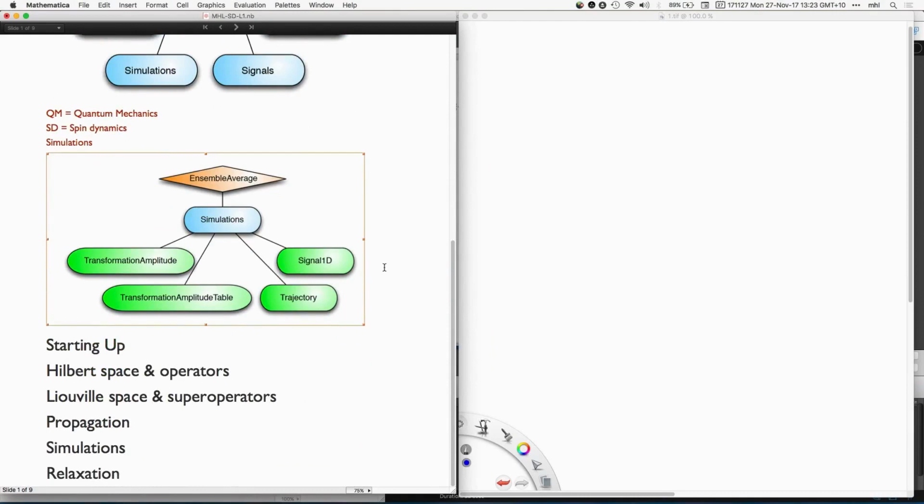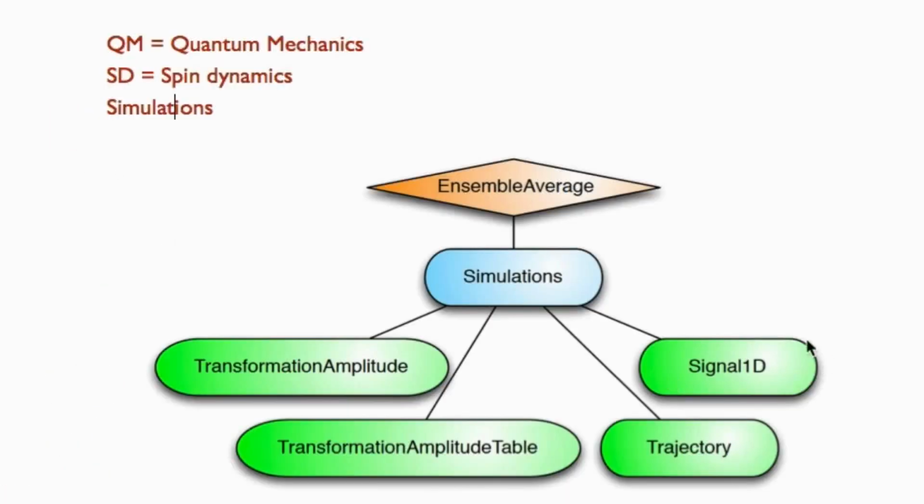And then there are packages for doing particular simulation tasks in SpinDynamica. For example, simulating the NMR spectrum, which is the task of the routine called Signal 1D, or simulating the trajectories of particular observables in time. That's a very useful one. Or simulating how a particular pulse sequence performs a certain task of converting one mode of spin order into another mode of spin order. That's the task of a routine called transformation amplitude.